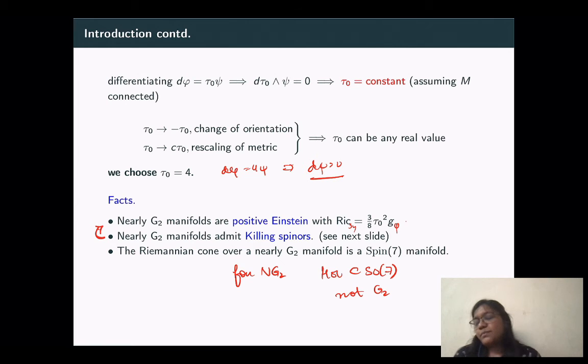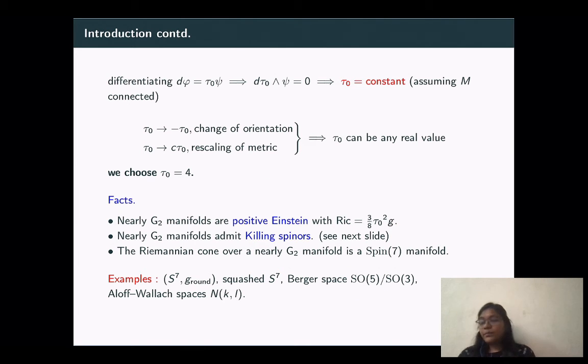Okay, so these are some nice facts about nearly G2 manifolds to justify why one would care about them, but they are interesting on their own, even if we do not care about any of these things. Since we have talked so much about nearly G2 manifolds, it's good to see some examples, and there are plenty of examples. There are infinite families of examples.